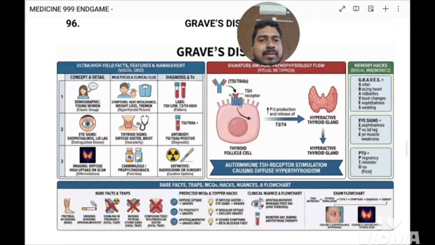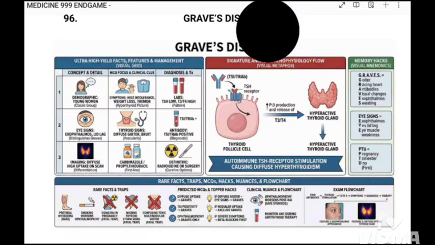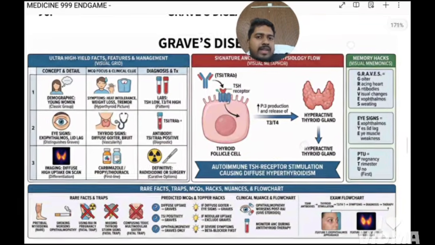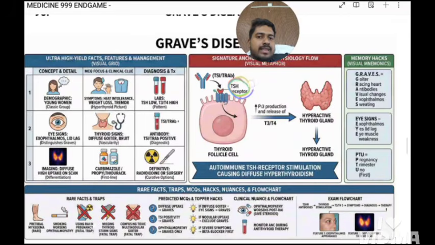Next we are coming to thyroid, that is Graves' disease. Moving on to hyperthyroidism, in this we have first Graves' disease. So what happens in Graves' disease? There are antibodies against the TSH receptors, so that will lead to increased T3, T4 production and release, causing a hyperactive thyroid gland, and as a result we'll have hyperthyroid features. So it's basically an autoimmune mediated disease, autoimmune TSH receptor stimulation causing diffuse hyperthyroidism.